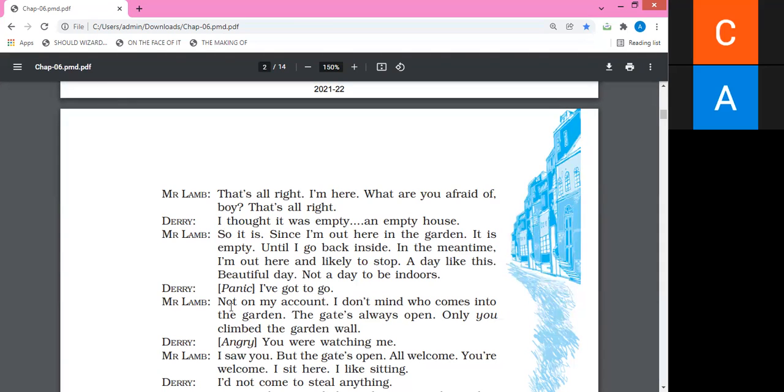Mr. Lamb: Not on my account. I don't mind who comes into the garden. The gates always open. Only you climb the garden wall.